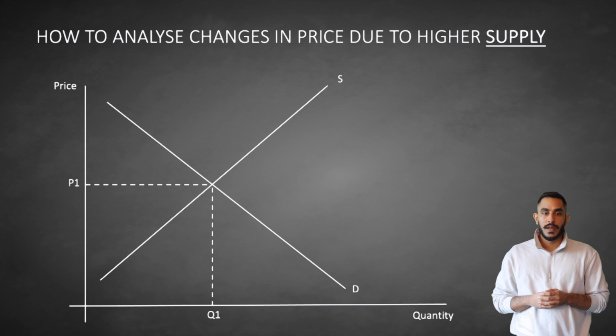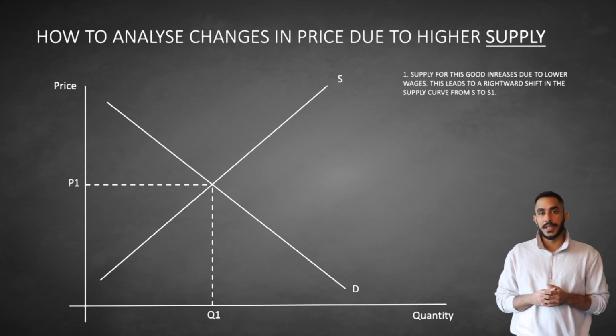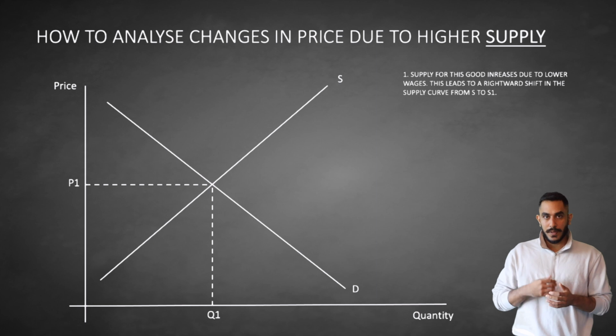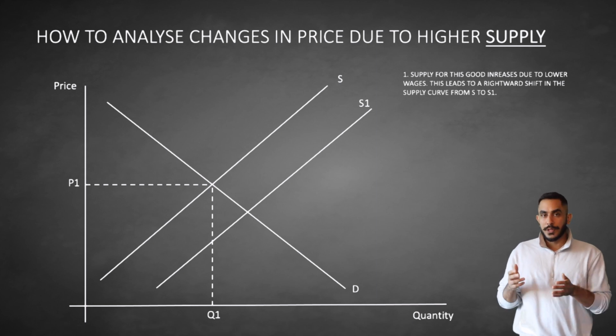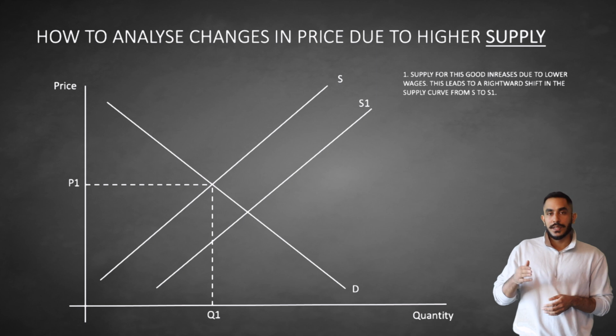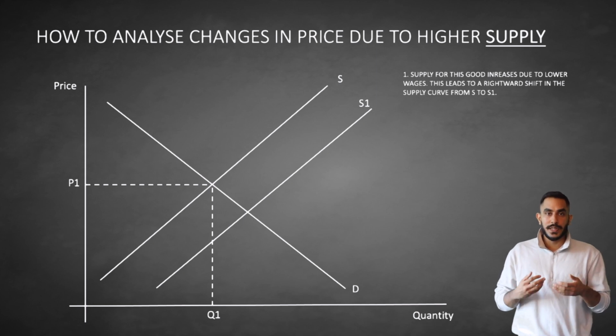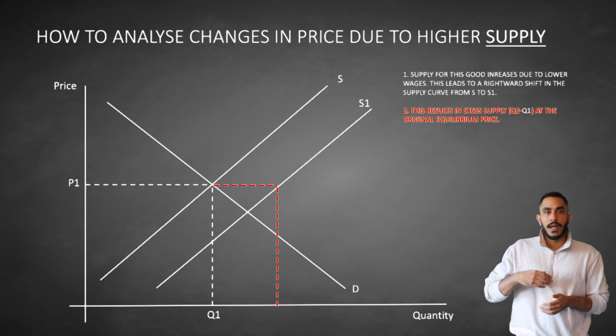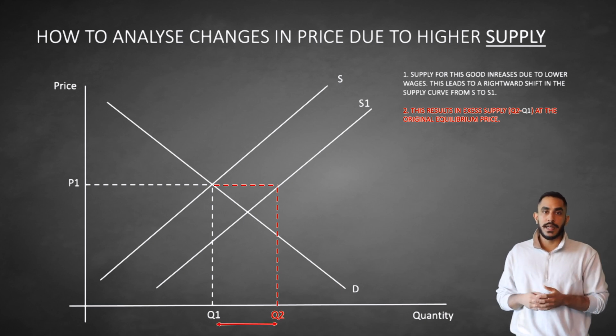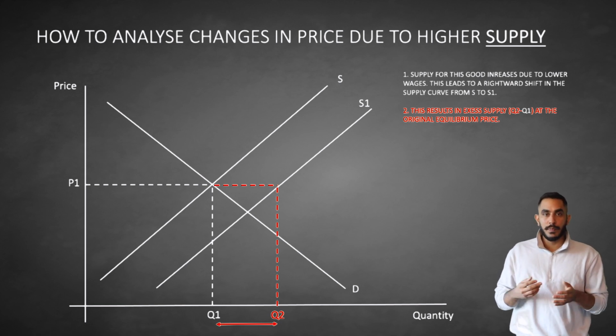In this example, supply for the good has increased due to a change in a condition of supply. Here, let's assume that wages are lower. This leads to an increase in supply, or a rightward shift of the supply curve from S to S1, as the costs of producing this good or service for firms has fallen due to lower wages. This rightward shift in supply leads to excess supply at the original equilibrium price. The excess supply in this example would be equal to Q2 minus Q1.